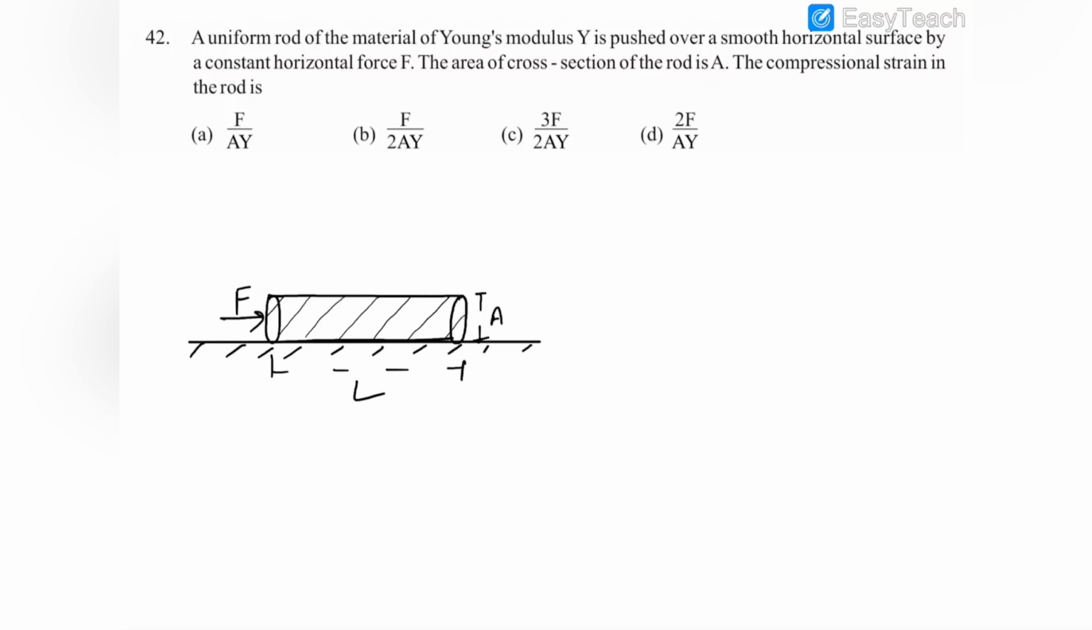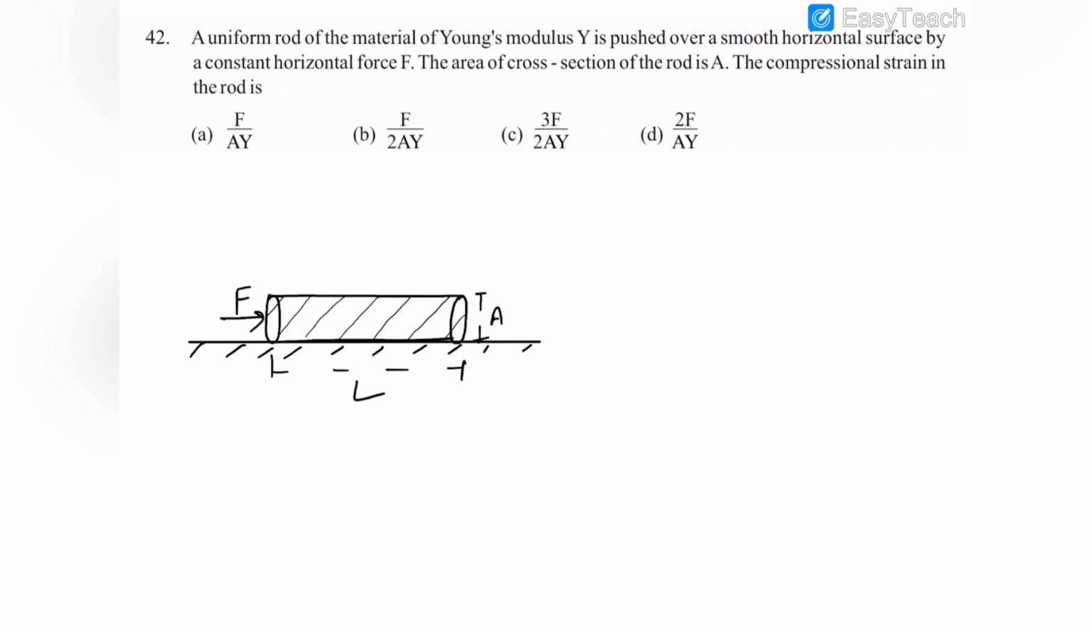In this question, you can see that there is a uniform horizontal rod of Young's modulus gamma, and it is kept on a horizontal frictionless surface. Its cross-section area is A, and there is a force F which is applied on the cross-section of this rod, and this force is horizontal. So we have to find out the strain developed in the rod.